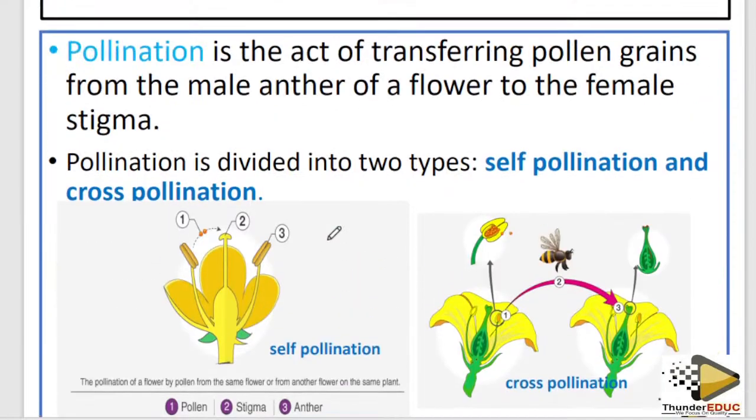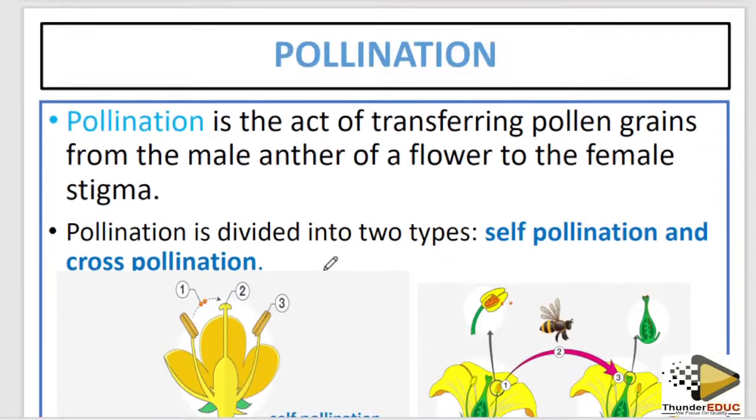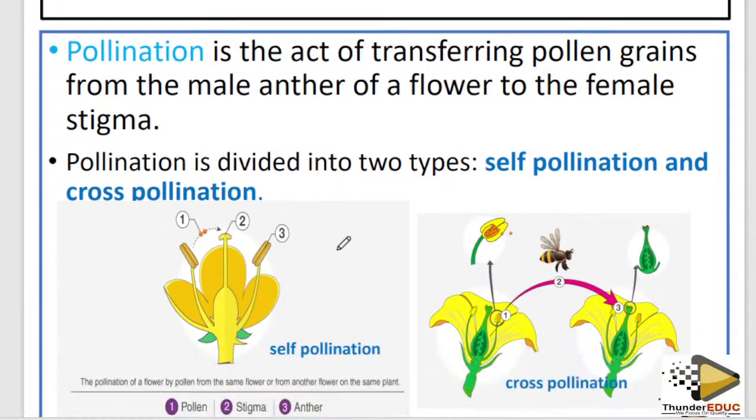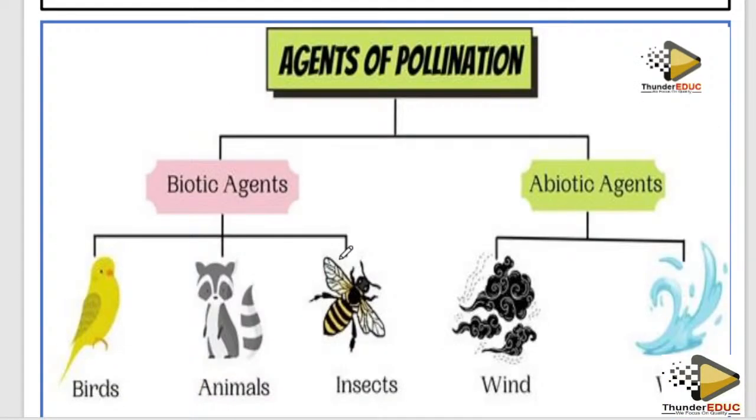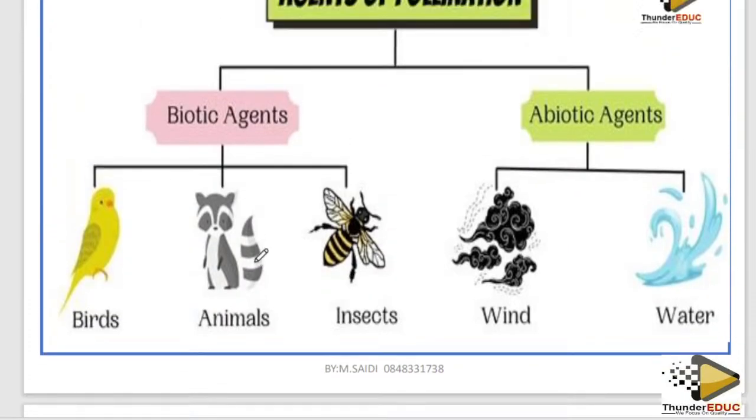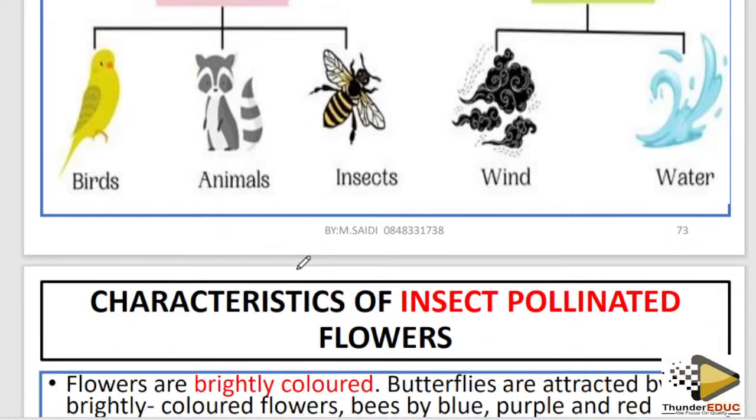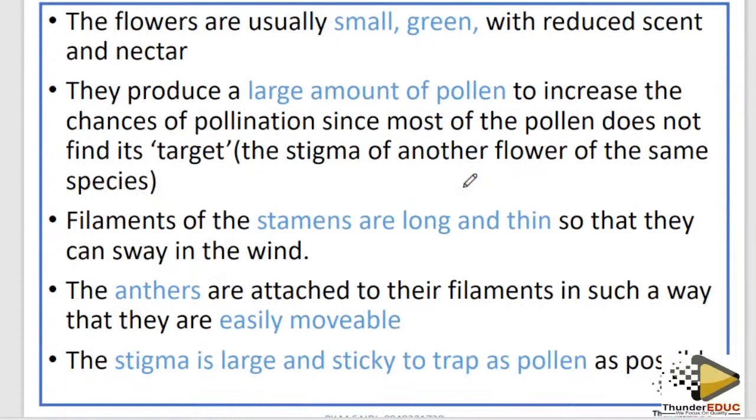Pollination: go and draw a table of insect pollinated flowers and wind pollinated flowers. Insect pollinated flowers and wind pollinated flowers. Please go when you know that. So basically, flower is done.